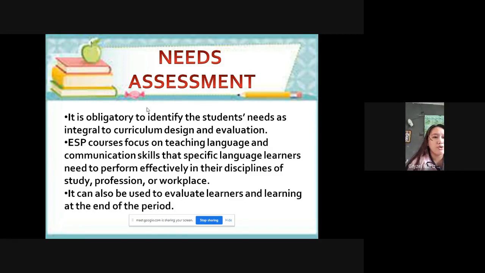It can also be used to evaluate learners and the learning at the end of the period. Of course, pagkatapos, there's always an assessment afterwards. Kung kailangan ba, at kung para ba dun sa learning. Kung tugma dun sa curriculum na ginagamit natin. That's why kailangan natin siyang i-assess.